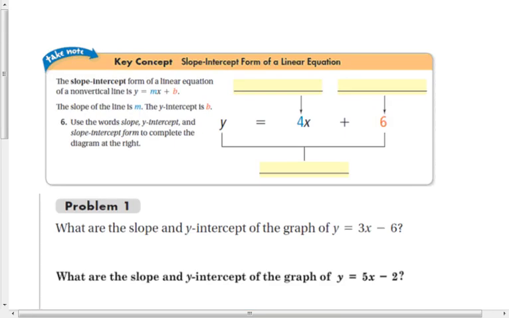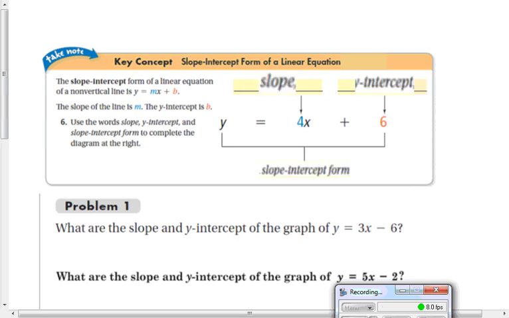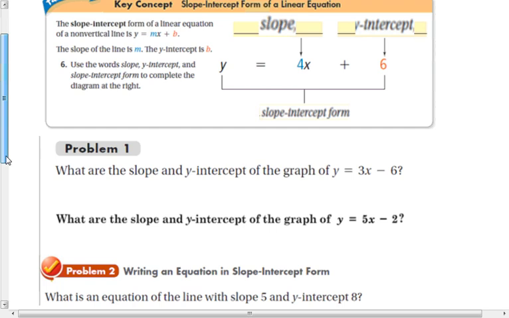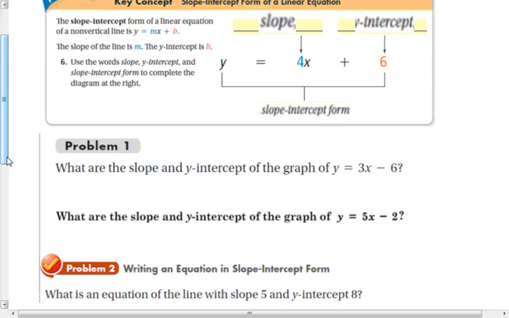The slope-intercept form of a linear equation of a non-vertical line is y = mx + b. The slope of the line is m, the y-intercept is b. Go ahead and fill in the words slope, y-intercept, and slope-intercept form to complete the diagram. All right, so the coefficient of the x term is the slope, and the added part is the y-intercept.